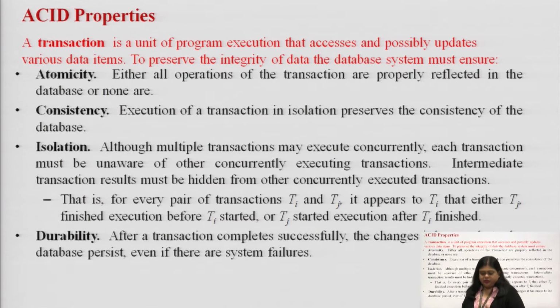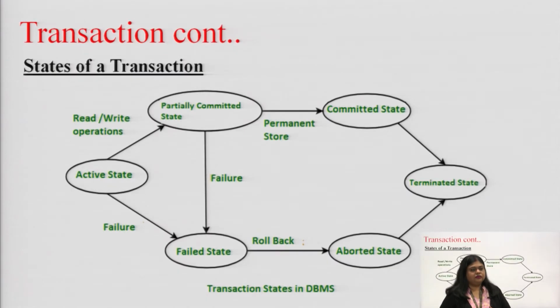So, these are the ACID properties that we have discussed. Now, let us come to the next part, which talks about the states of a transaction. These are the states that we have when a transaction is getting executed. Over here you can see we start with the active state, that means when a transaction gets into the memory and asks for the different resources that it needs. So, it gets into an active state.